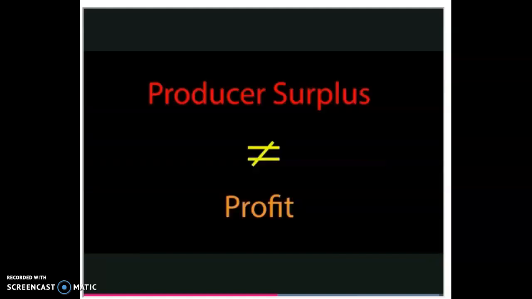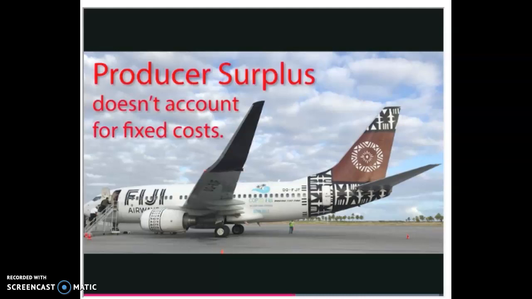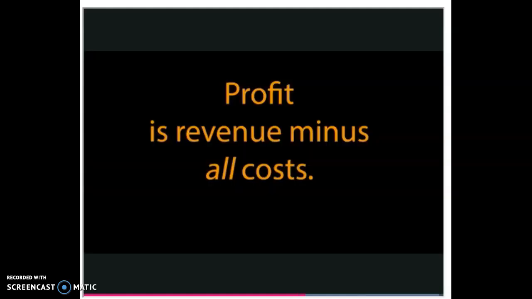Producer surplus is different from profit in most cases because the production of most goods involves fixed costs, such as the costs of renting buildings and machinery. Fixed costs aren't considered in the calculation of producer surplus because they aren't part of the marginal cost of making additional units, whereas profit is revenue minus all costs.